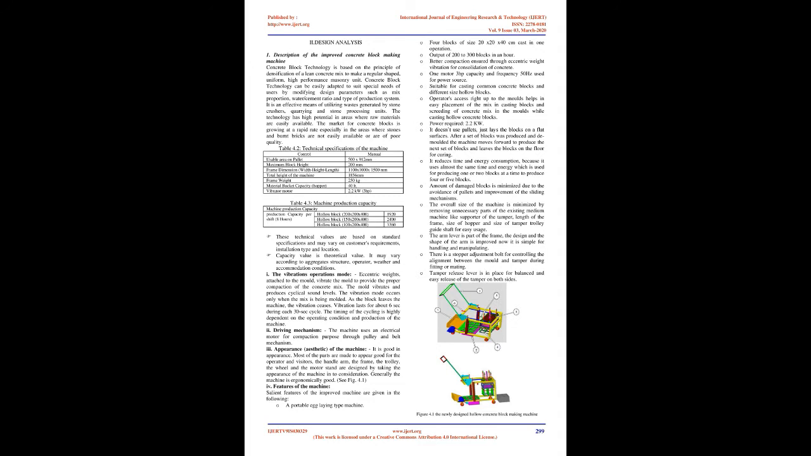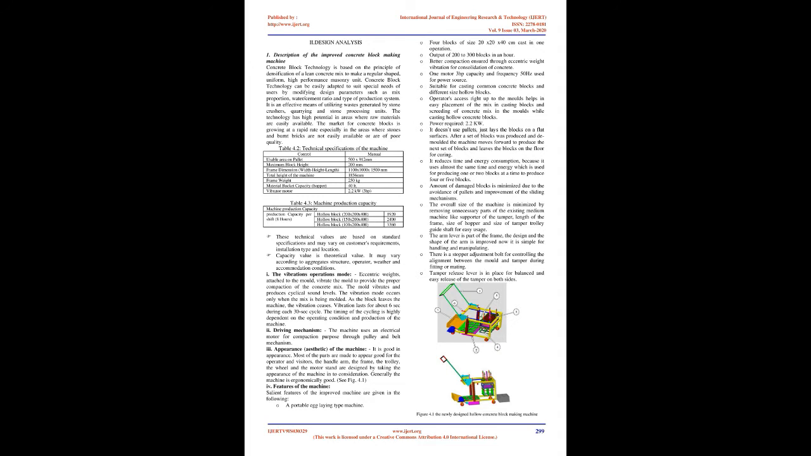In the vibration operation mode, eccentric weights attached to the mold vibrate the mold to provide the proper compaction of the concrete mix. The mold vibrates and produces cyclical sound levels. The vibration mode occurs only when the mix is being molded. As the block leaves the machine, the vibration ceases. Vibration lasts for about 6 sec during each 30 sec cycle. The timing of the cycling is highly dependent on the operating condition and production of the machine.